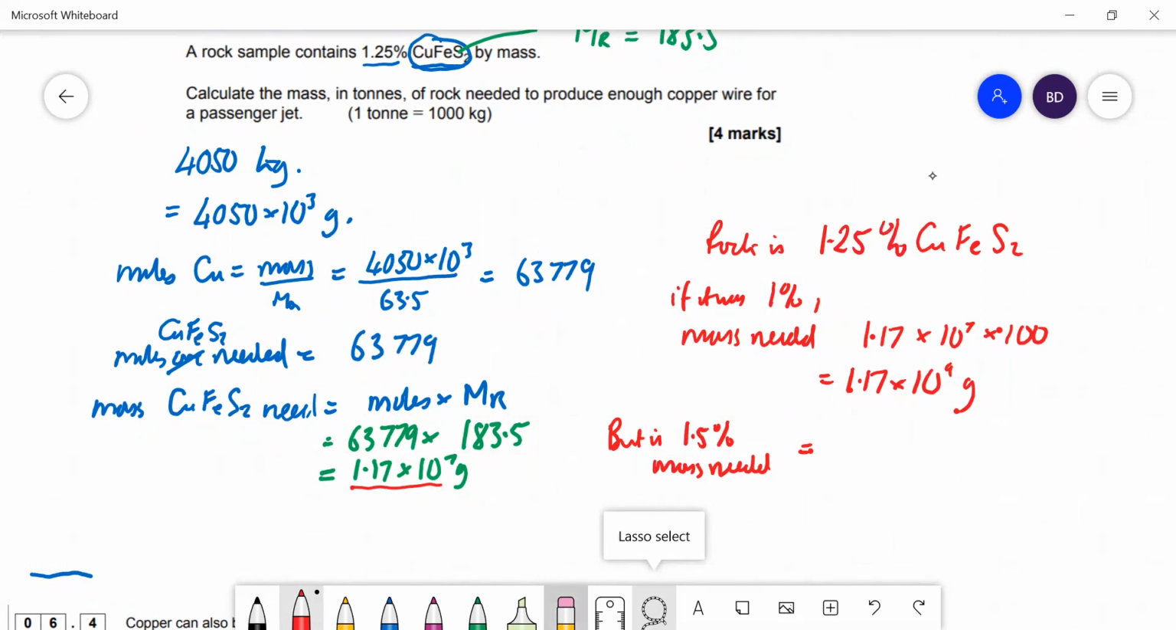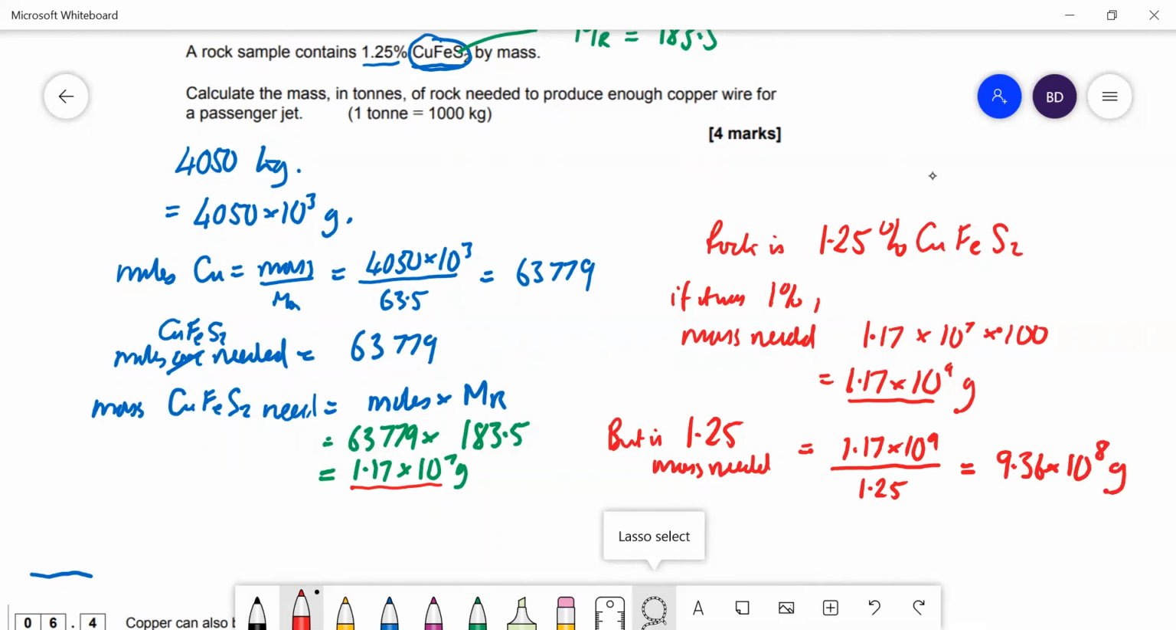So if it is 1.25%, right, if it's 1%, you need that much. If it's 1.25, you'd need that divided by 1.25. So that's going to, and that is equal to 9.36 times 10 to the 8 grams.